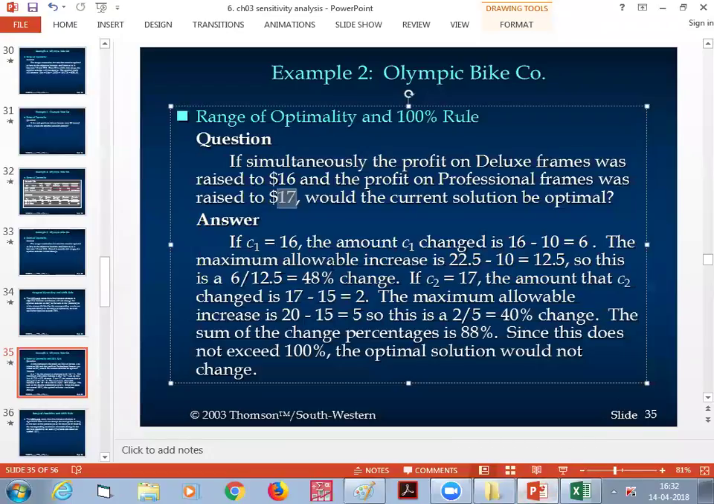So that's what this is saying here. If C1 equals 16, the amount C1 changed by is 6, and the maximum allowable increase is 12.5. So the percentage change is 6 divided by 12.5, which is 48%. C2 is now 17, so the amount it is changed by is 2. The maximum allowable increase is 5, so 2 by 5 is 40%. So the sum of these percentage changes is 88%, which is less than 100%. So the solution remains optimal.